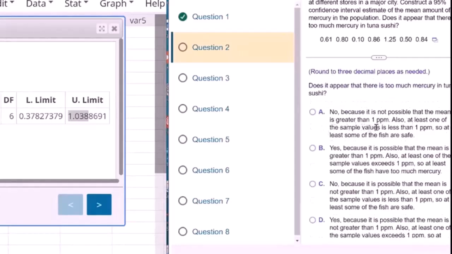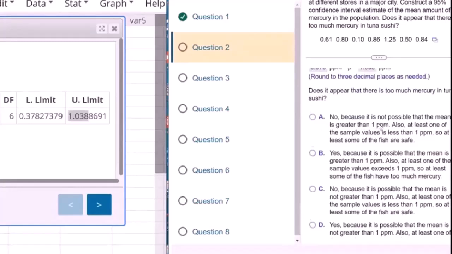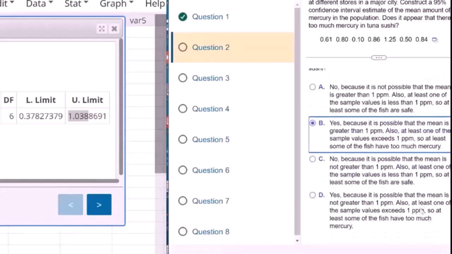No, because it is not possible that the mean is greater than 1 part per million. That's not true, because it is possible that the mean is greater than 1 part per million. The confidence interval contains a mean that is greater than 1. Yes, because it is possible that the mean is greater than 1 part per million. Also, at least one of the sample values exceeds 1 part per million, so at least some of the fish have too much mercury. No, because it is possible that the mean is not greater than 1 part per million. Also, at least one of the sample data values is less than 1 part per million, so at least some of the fish are safe.